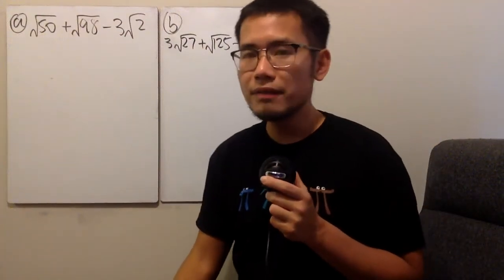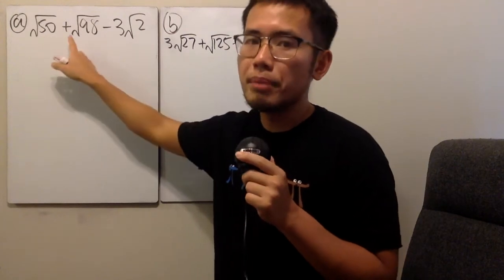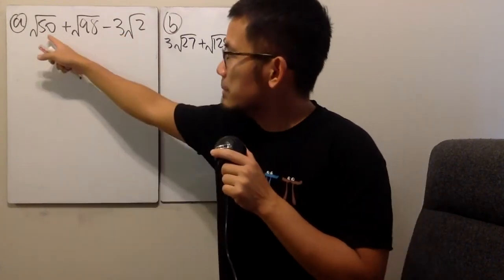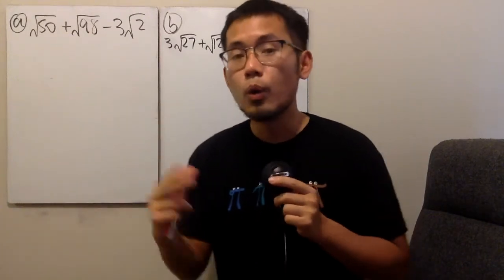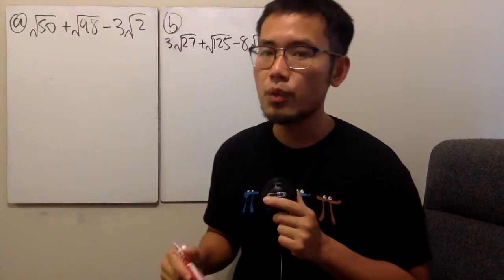Here we are going to simplify and combine radicals. Here we go. The first one we have is the square root of 50 plus the square root of 98 minus 3 square root of 2. To simplify this, we have to ask ourselves what times what gives us 50, and one of the numbers has to be a perfect square.